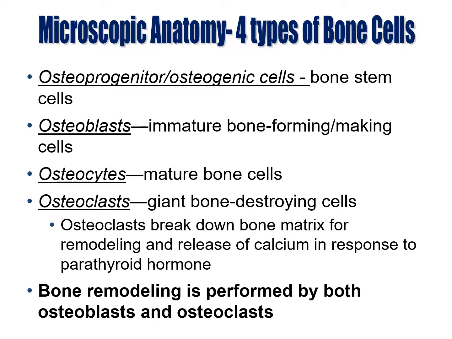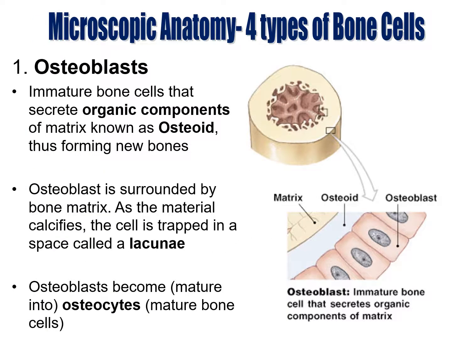Bone is a very dynamic tissue. It is constantly undergoing remodeling and restructuring, and this is performed by the osteoblasts and the osteoclasts. Let's look at the 4 types of bone cells one by one. Osteoblasts are the bone makers. They are the immature bone cells, and they are responsible for secreting the organic part of the matrix. So they are the ones who make the osteoid.